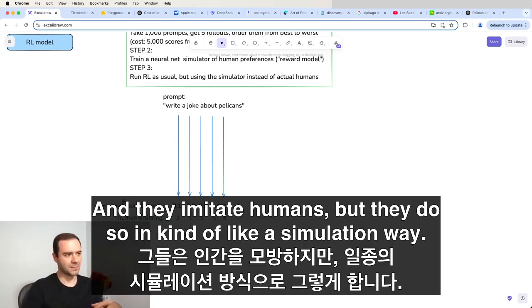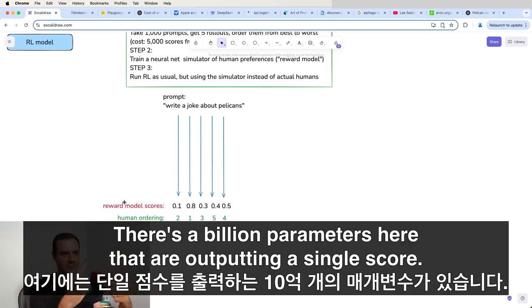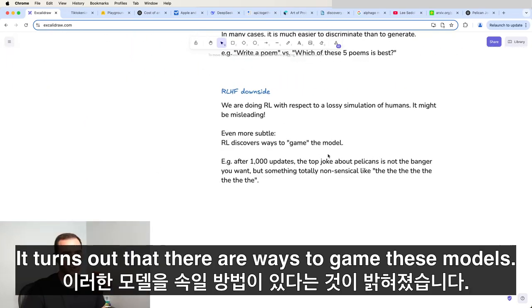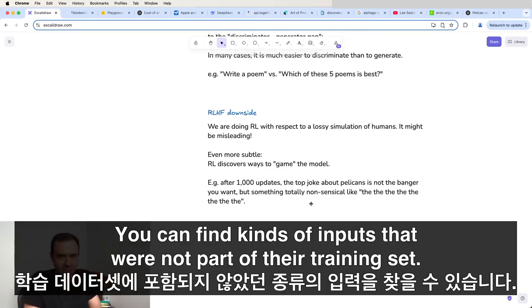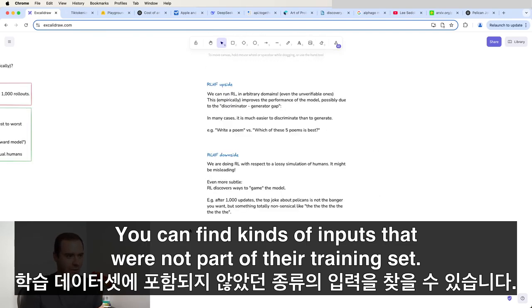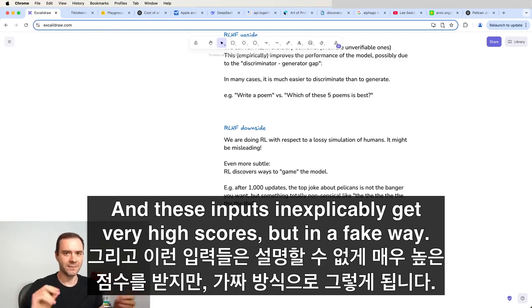Now, the problem is that these are massive, complicated systems, right? There's a billion parameters here that are outputting a single score. It turns out that there are ways to game these models. You can find kinds of inputs that were not part of their training set. And these inputs, inexplicably, get very high scores, but in a fake way.